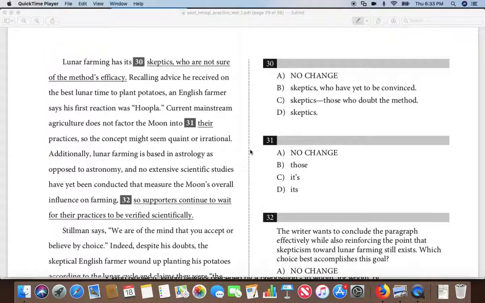Recalling advice he received on the best lunar time to plant potatoes, an English farmer says his first reaction was hoopla. Current mainstream agriculture does not factor the moon into its practices, so the concept might seem quaint or irrational. 31. What are they testing us on here, Blaze?